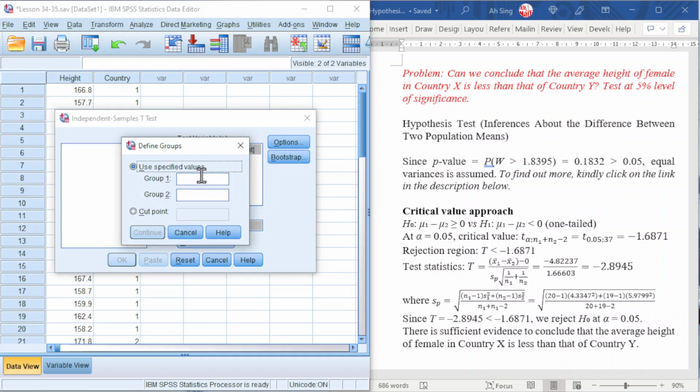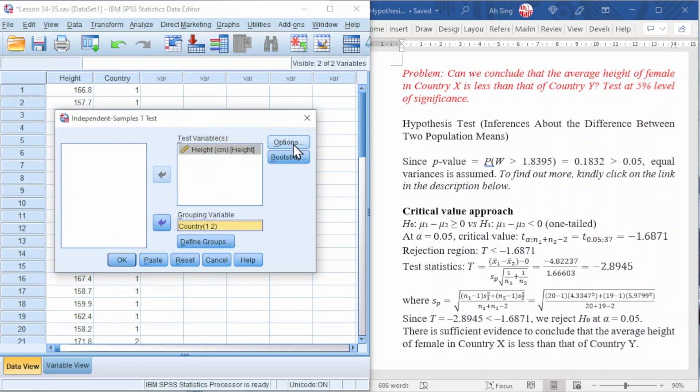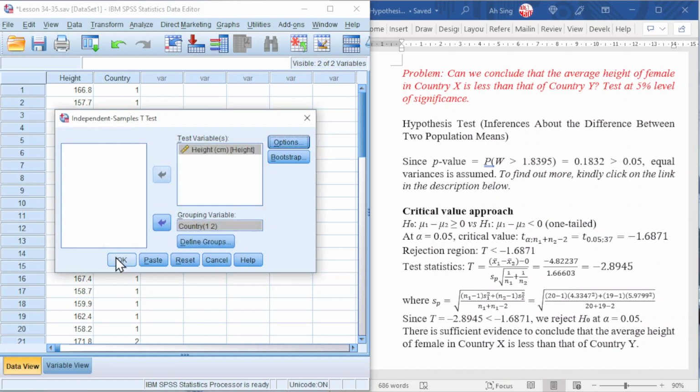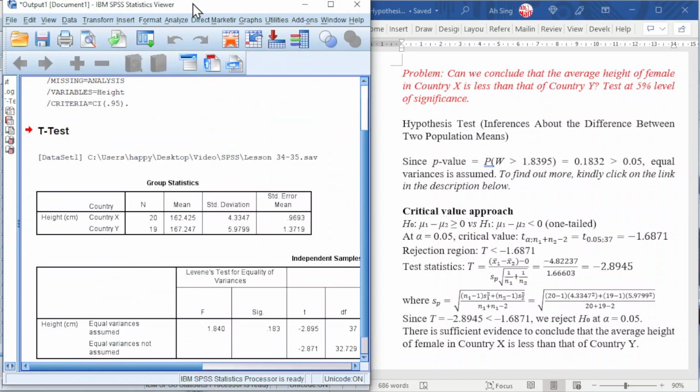Define the groups. We have 1 to represent country X, 2 to represent country Y. Make sure we use exactly the same value as the label. Click on Continue. Click on Options and check for the confidence intervals if needed. Click on Continue and click on OK, and we should obtain the result that we want.